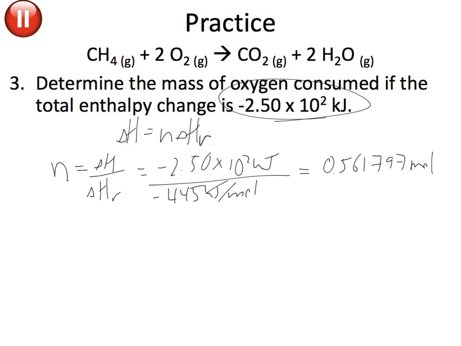Okay? And this is the amount of oxygen that we have in terms of moles. Now to get moles into mass, we multiply by the molar mass, which is 32.00 grams per mole. And your answer should be 17.9775 grams. Now if we look at this, we have three significant figures, so what we'll get is 18.0 grams. So 18.0 grams of oxygen are consumed when you have an enthalpy change of negative 2.50 times 10 to the 2 kilojoules.